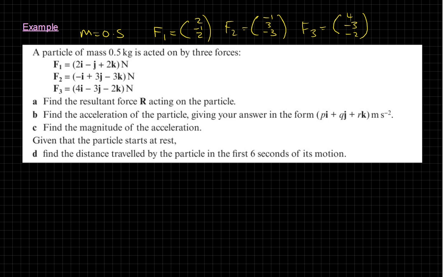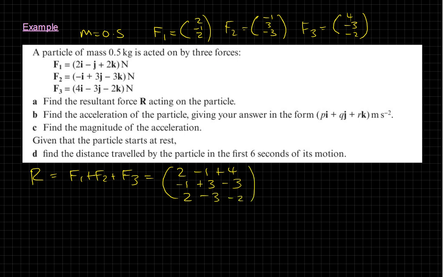So easy stuff. The resultant force R is equal to F1 plus F2 plus F3. We're just working in 3 dimensions now. So I'm going to add up all those numbers: 2 minus 1 plus 4, minus 1 plus 3 minus 3, 2 minus 3 minus 2. See if you can beat me. And that's equal to (5, -1, -3).